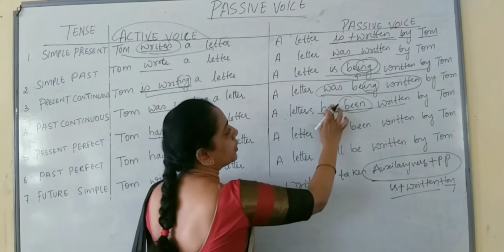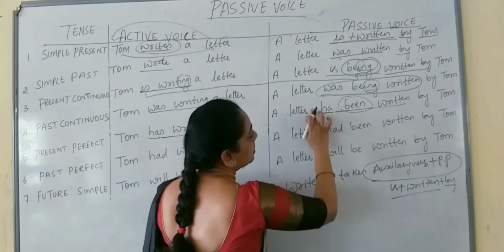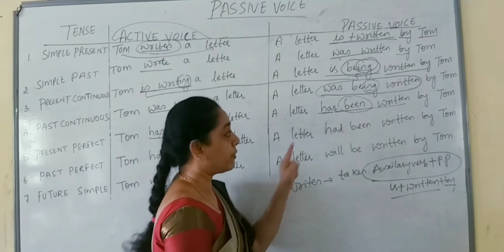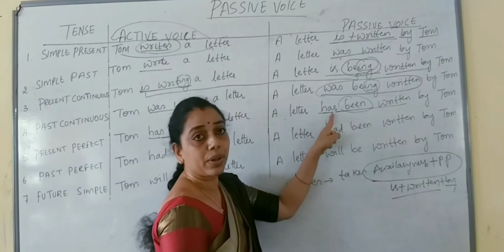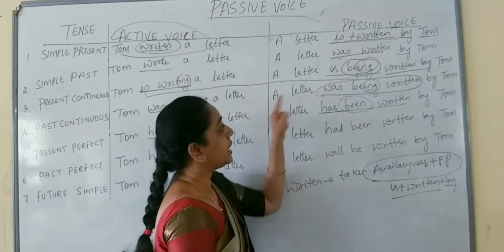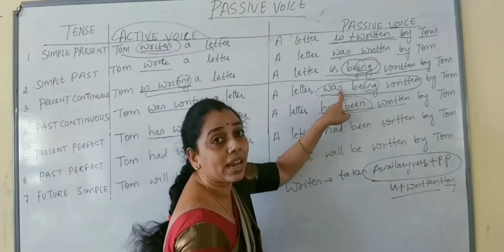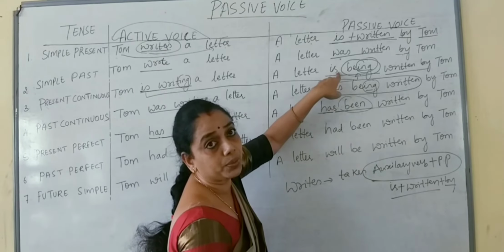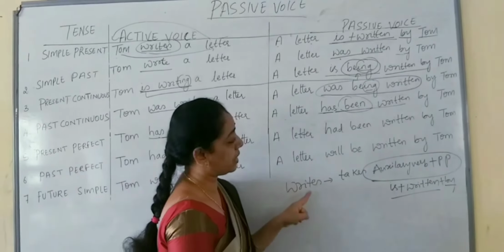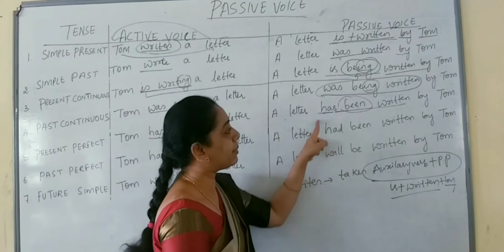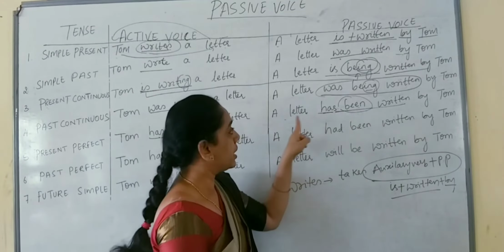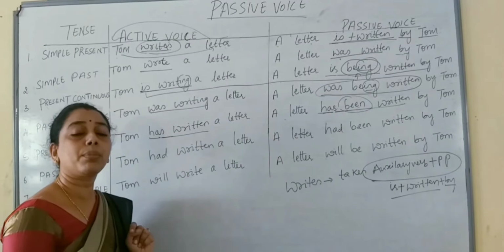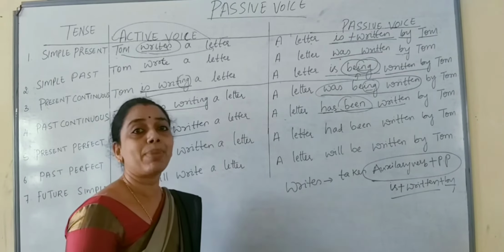Because there is a singular letter here, when I am talking just about singular forms, I have written has been. If it were letters, then I would have written have been. If it were letters here, it would have been were being, and here it would have been are being. As all this I have written in singular form, I am teaching you in singular form. So a letter has been written by Tom is the way you have to write it in passive voice.